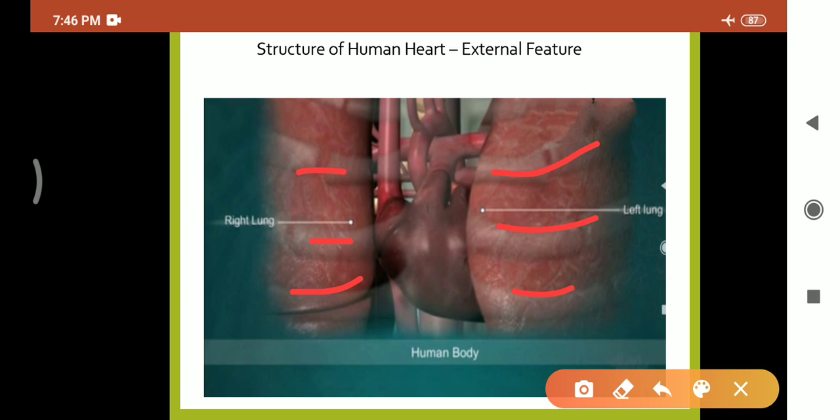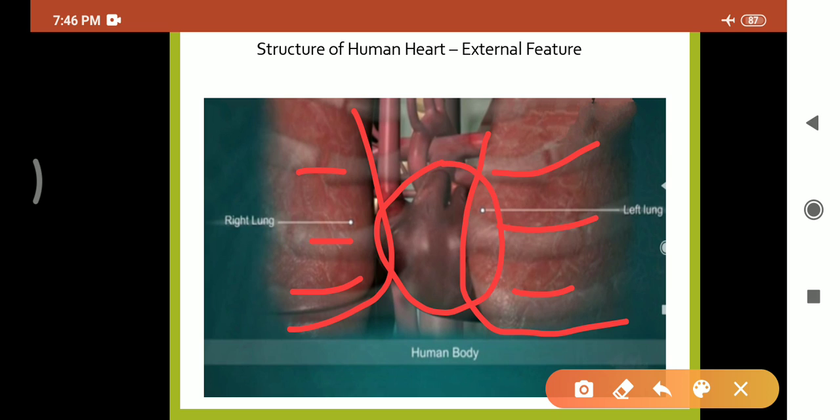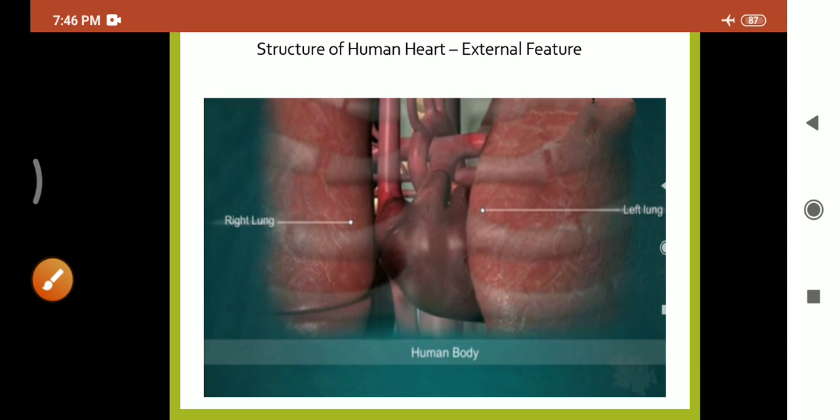It is placed between our lungs. So where are the lungs? Here, this structure is the lungs. And where is the heart? This is the heart. So the heart lies inside the rib cage. It is placed between our lungs, right?